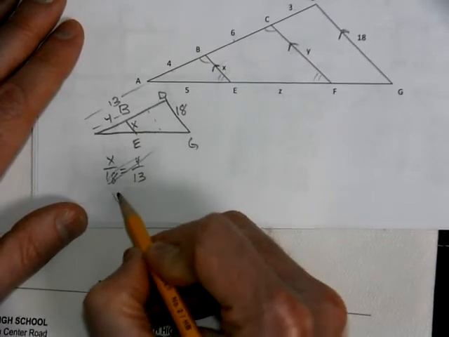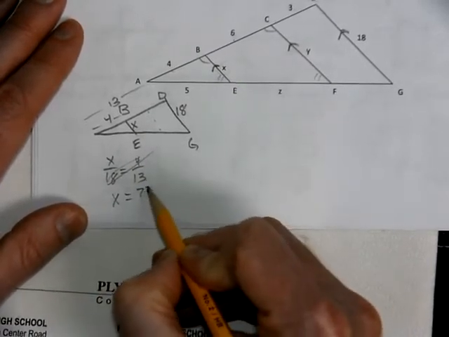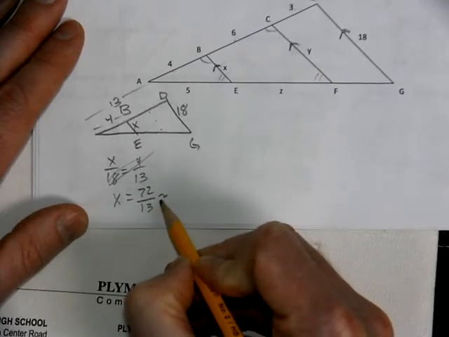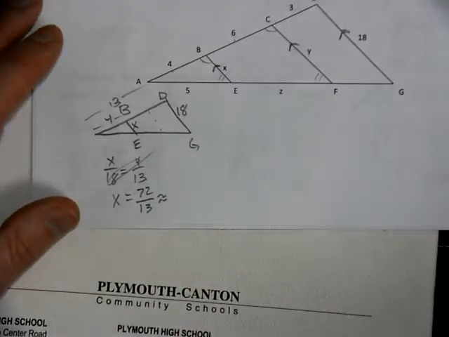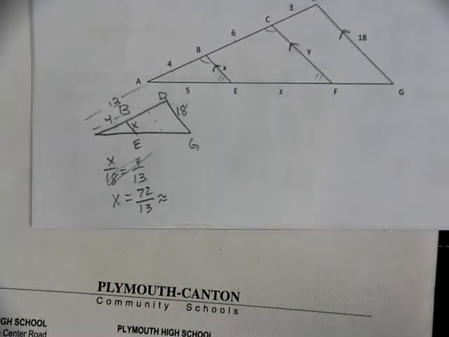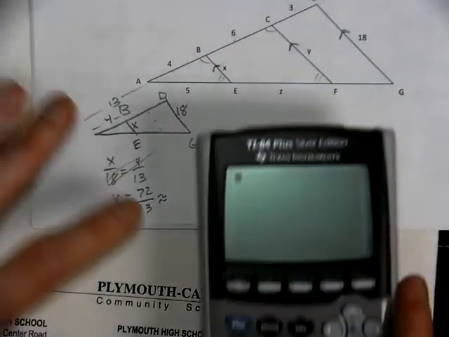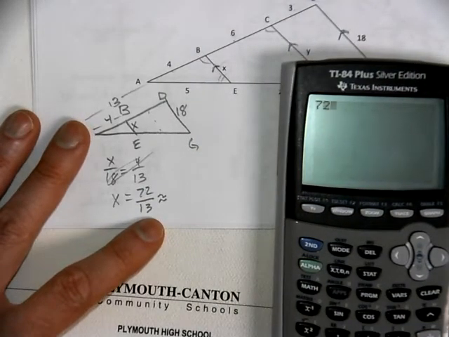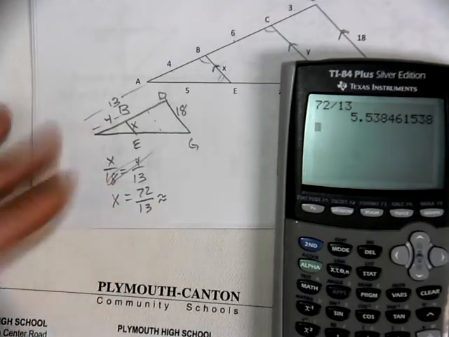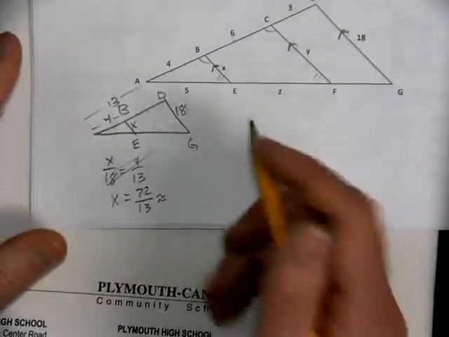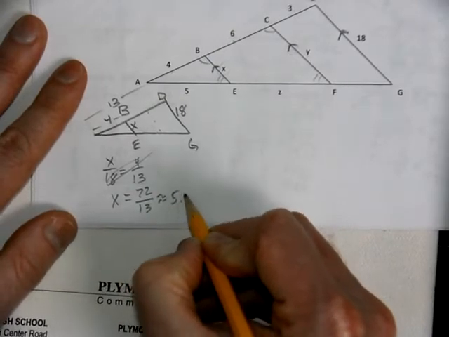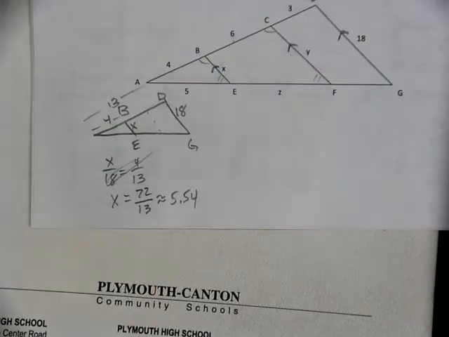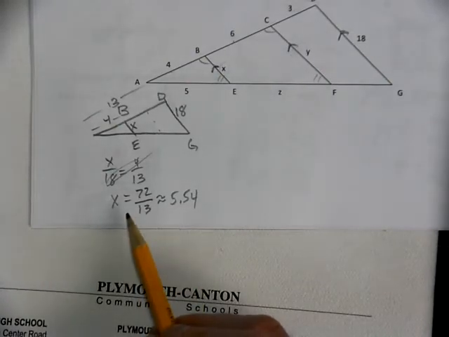When we cross multiply, we get 72. That doesn't go in there evenly. That doesn't reduce at all. So let's at least look at the decimal version of this. 72 divided by 13 gives us 5.5 or 5.54. That was solving for x.